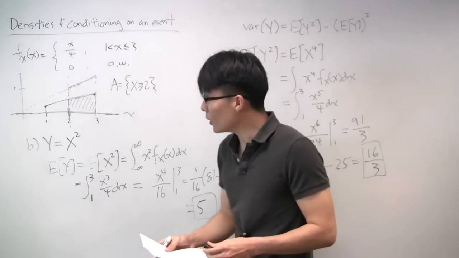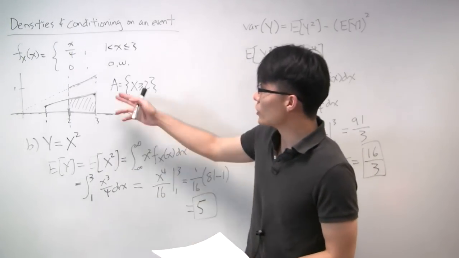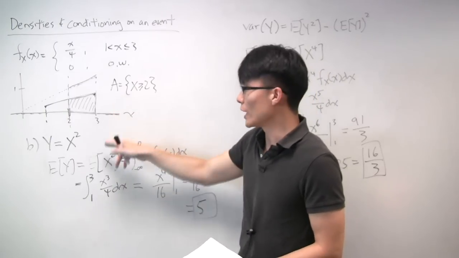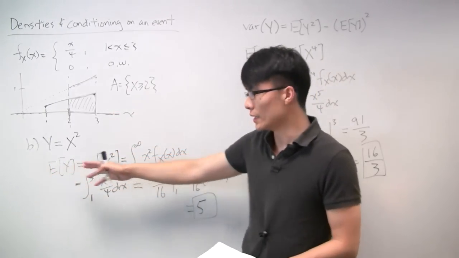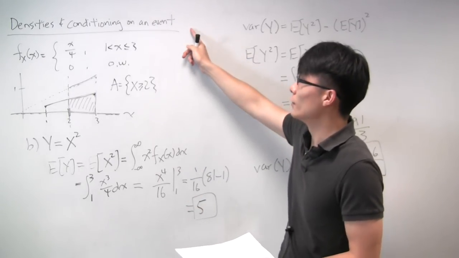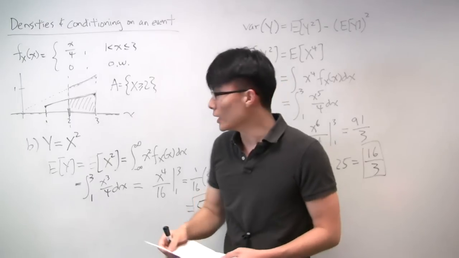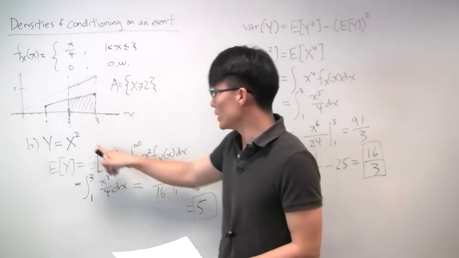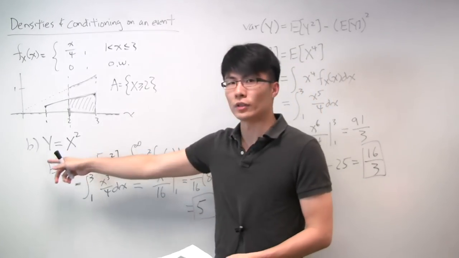Okay, so this problem really was kind of a drill problem that started out with giving you a density and asked you to calculate a variety of different quantities related to that density. And then we also added another wrinkle into it by conditioning on an event and working with a conditional density. The last thing was coming up with a related random variable and using the original random variable to help you calculate quantities related to that new random variable.